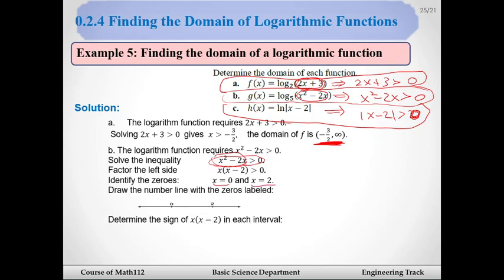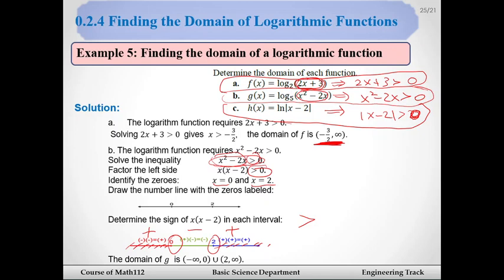Then we make the sign chart, and then we check. So we see this part is plus, this is minus, and this is plus, and we are interested in the plus part, and the roots are not included because there is no equality. So it will be this part plus this part, and because of the strict inequality, we exclude 0 and 2, so 0 and 2 are not included.